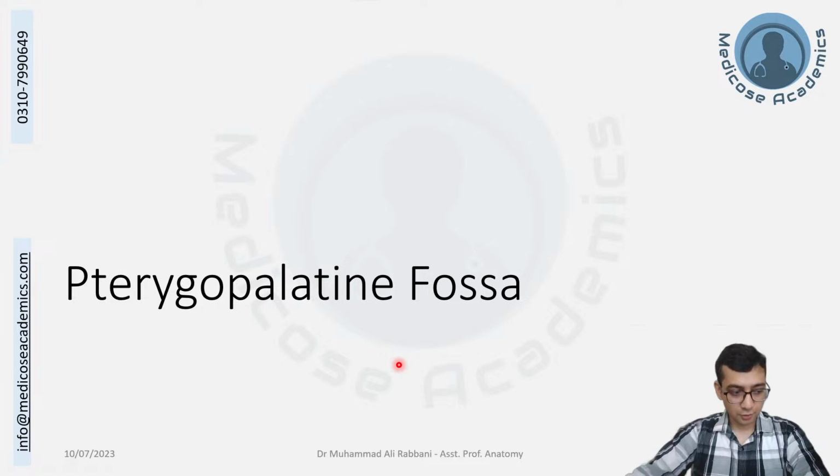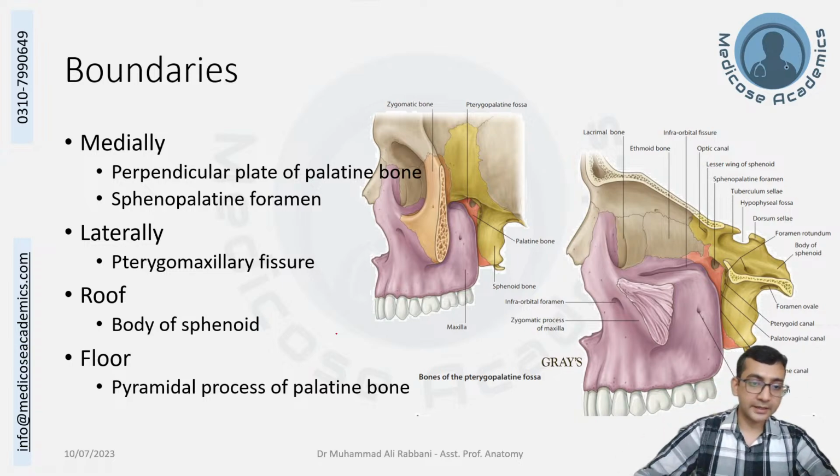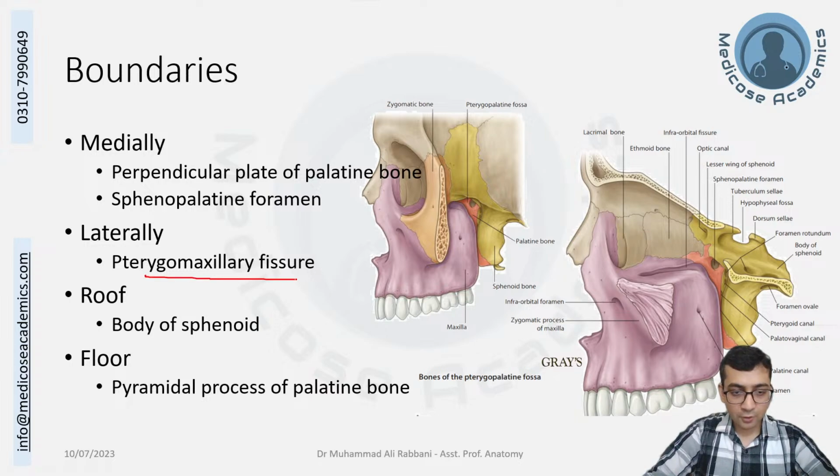This is the last topic, that is the pterygopalatine fossa. Pterygopalatine fossa, it's the space between the pterygoid plates and the palatine bones in front. So, this is pterygopalatine fossa. There are two words that are usually coming together. That is pterygomaxillary fissure, and there is pterygopalatine fossa.